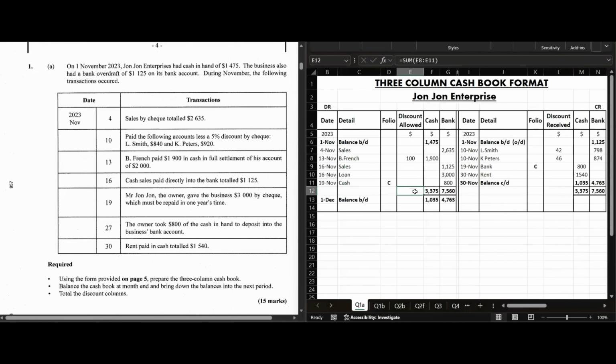Now also do not forget to total up your discounts. So let's do that now. Discount allowed will be $100, whereas discount received will be a value of $88. And this is what your 15 marks Part A cash book would have looked like, guys. There we go.